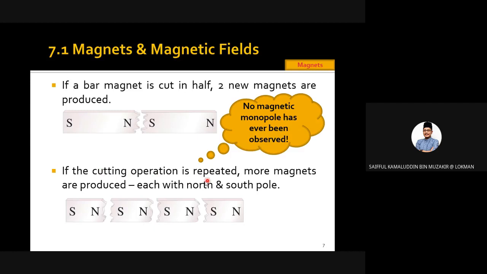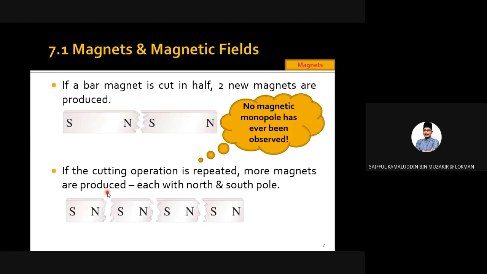If the cutting operation is repeated, we cut and cut and cut until they reach nanoscale, they still produce a nanoscale magnet with north and south pole, until we cut them into one atom. Even one atom still has north and south pole, because of the electron spin and all that. They cannot be separated.